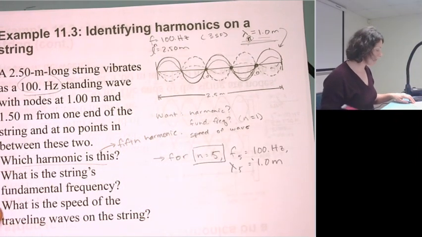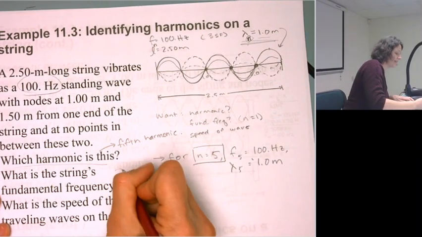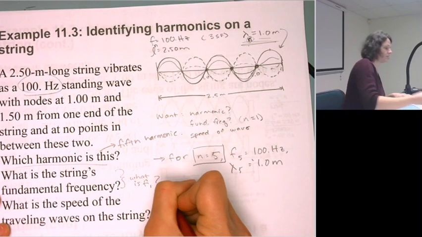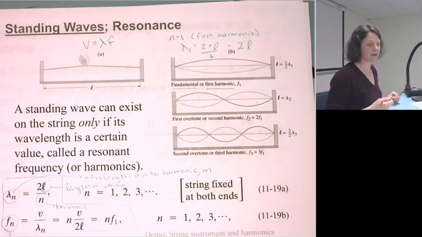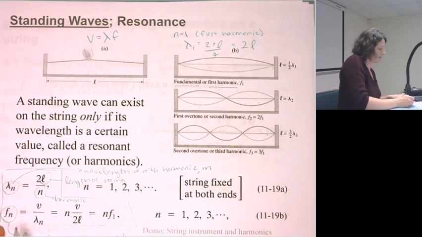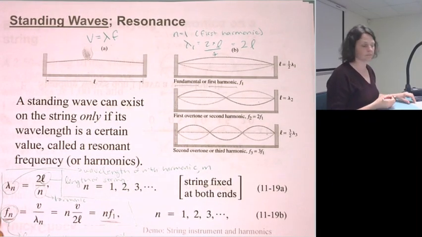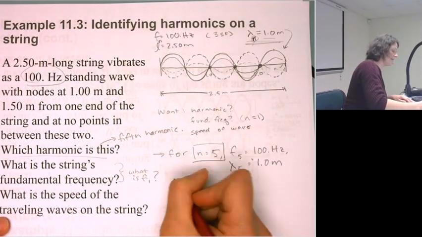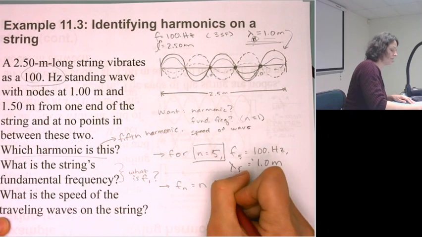Okay, what is the string's fundamental frequency? So this is asking what is F1. Well, let's come over here. I could see it just as easily on my equation sheet, but it would be smaller. I'm going to look at this one where it says Fn equals n times F1. Let's use that equation to figure this out. So we'll say that Fn equals n times F1.